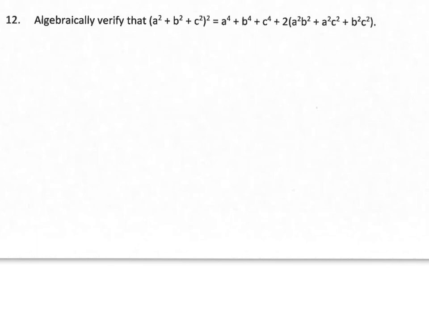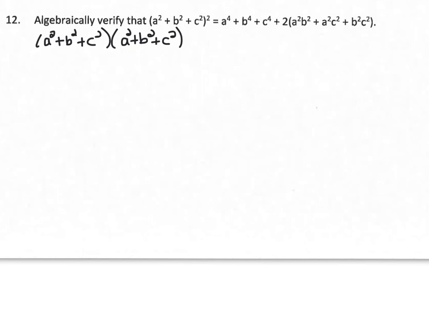All right, it says algebraically verify that this side of the equation is equivalent to this side of the equation. Okay, so let's go for it. So I'm going to start with my left-hand side of the equation, okay? If something is squared, it means we have 2 of them. So I'm going to take this and write it out twice. Okay, so now let's distribute.